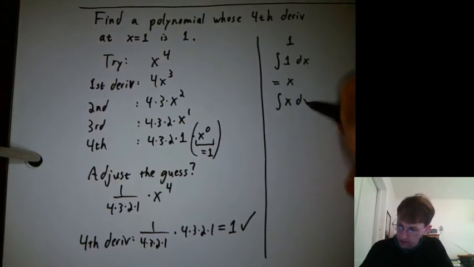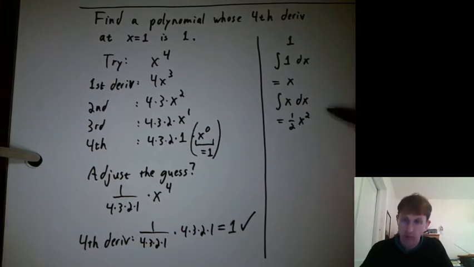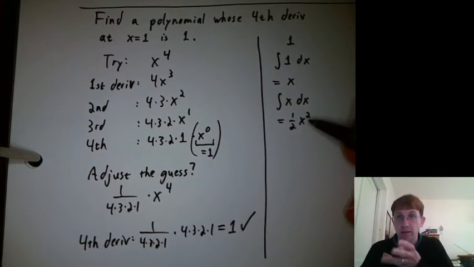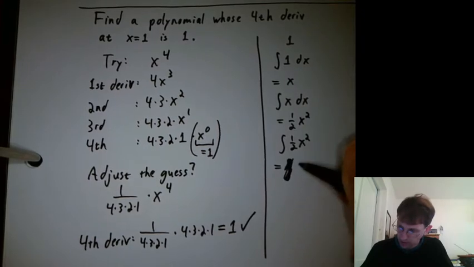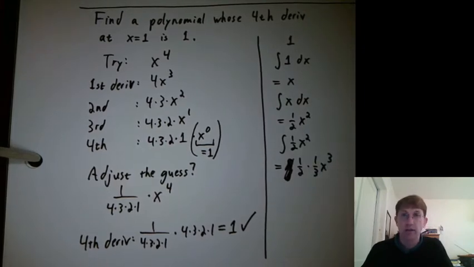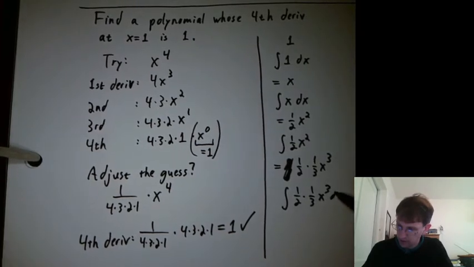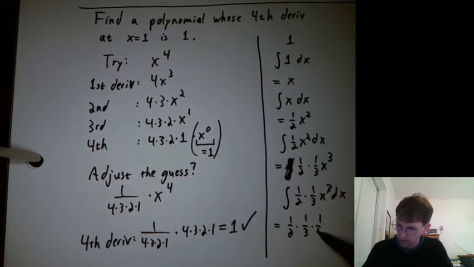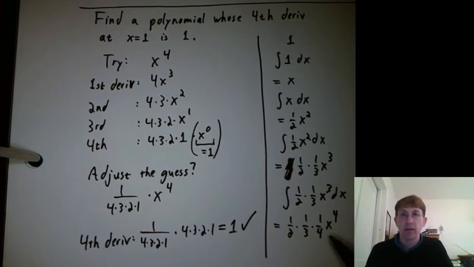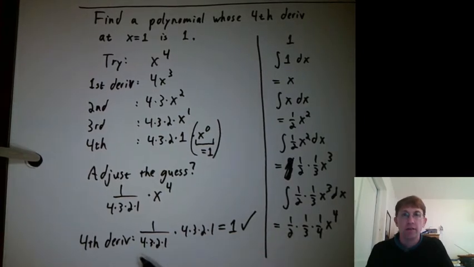An integral of x dx gives me 1/2 x squared. Okay, I've done that twice. Let's do it again for third derivative. So integral of 1/2 x squared. Oh, not integral. I'll copy the 1/2, and x squared turns into 1/3 x cubed. And then what's the integral of 1/2 times 1/3 x cubed dx? That would be 1/2 times 1/3 times 1/4 x to the 4th. And sure enough, we're getting that 4 times 3 times 2 times 1, just like we got here.